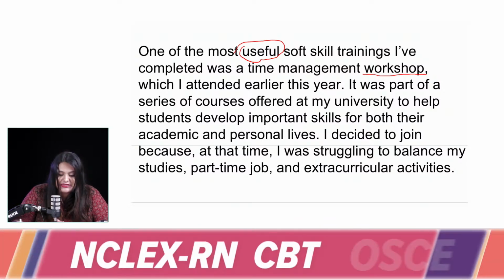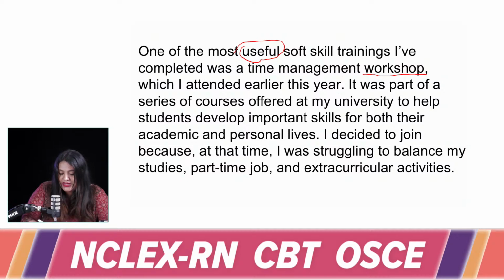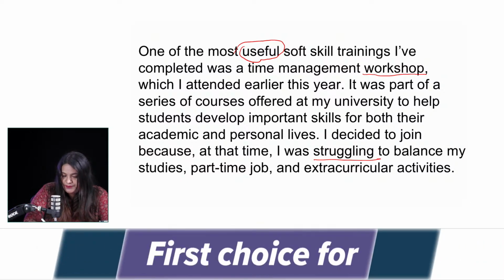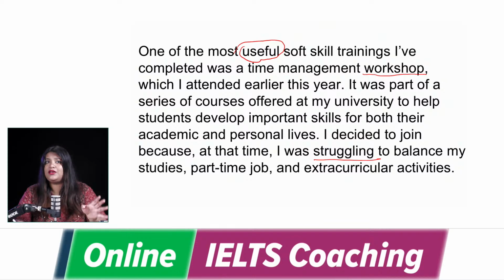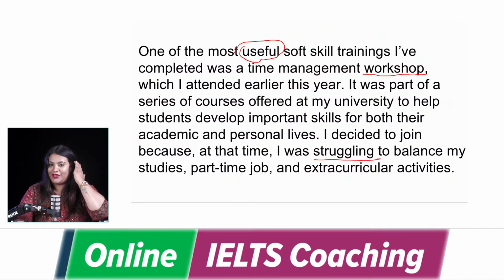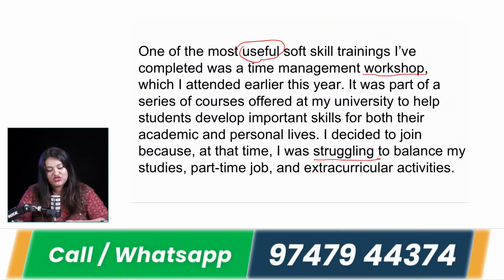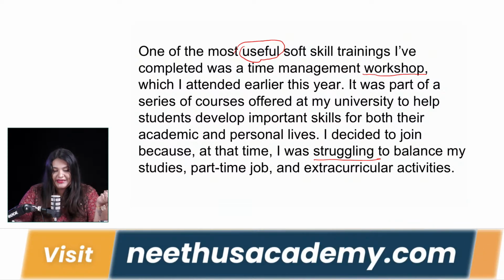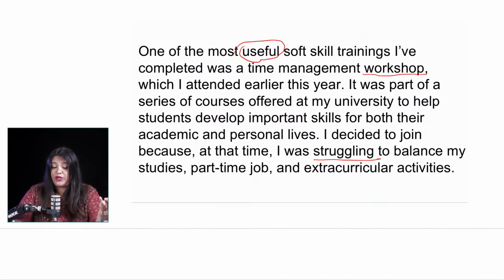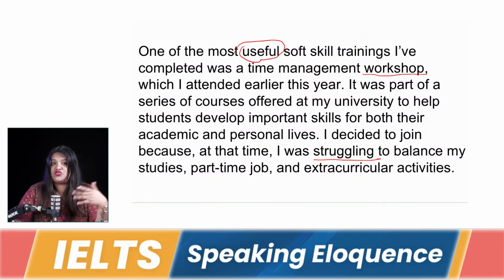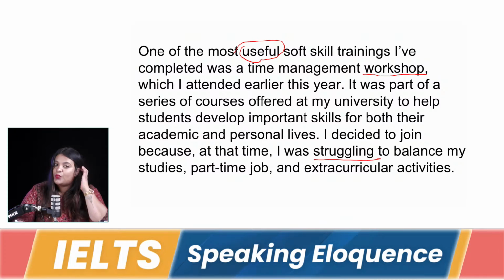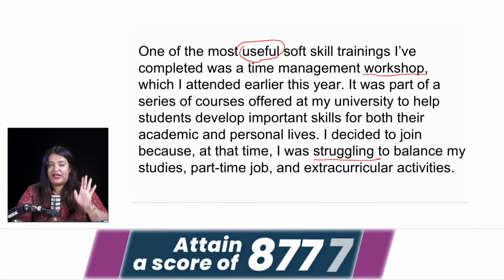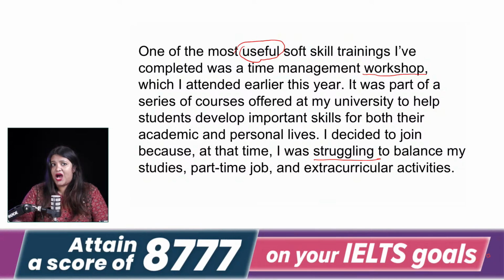The next one is struggling. So you can see the word struggling here. Okay, it's a very common word. But see the context here. I decided to join because at that time I was struggling. Or you can say I was finding it hard to balance my studies, part-time job and extracurricular activities. That is also a really good way of explaining or expressing the struggle you went through at that time. So you can say I was struggling, I was finding it hard, or I was having a hard time.